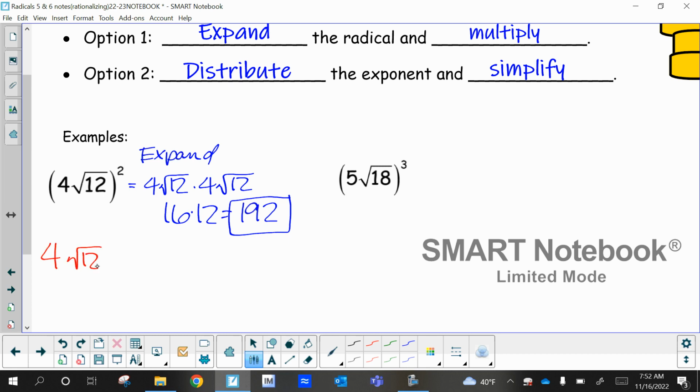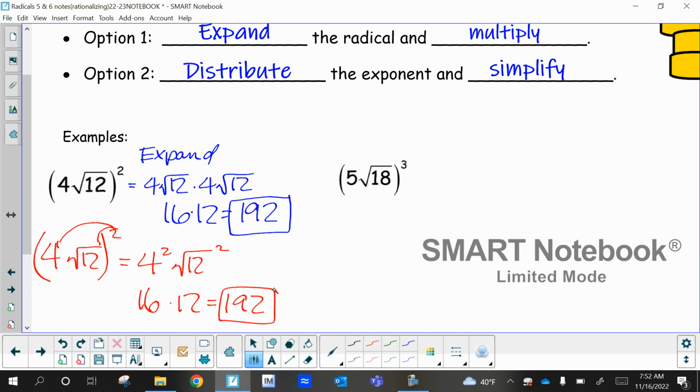Imagine this squared being distributed to each term inside. So there's a little imaginary 1 on these, right? And so 1 times 2 is just 2, so 4 squared and radical 12 squared, okay? 4 squared is 16, radical 12 squared is just 12. And we still get that 192, okay?